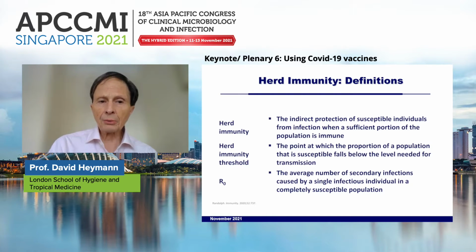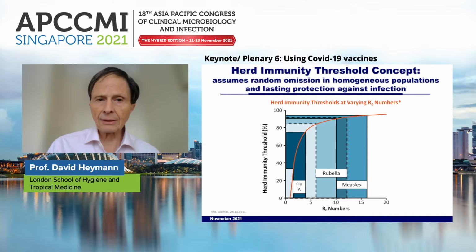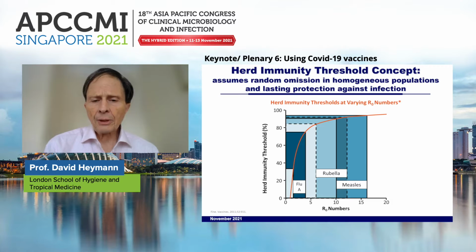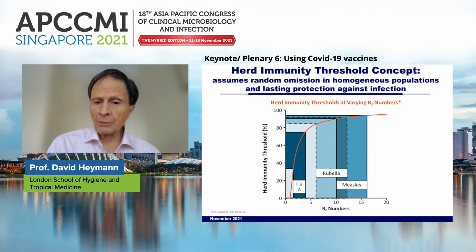The herd immunity threshold is the point at which the proportion of a population that is susceptible falls below the level needed for transmission. Again, the portion of the population that's protected against infection, or not against infection. So what you see here is reproductive numbers at the bottom. You can see that for rubella, it's between 5 and 10, and for measles, it's between 12 and 17.